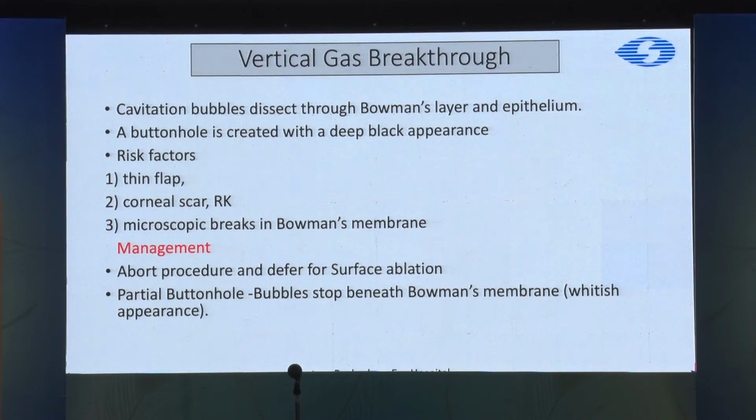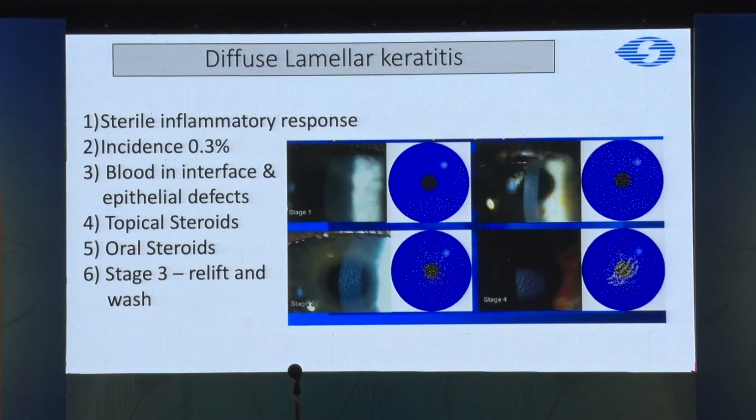A partial buttonhole will be seen when you don't get that dark area. The bubbles stop beneath the Bowman's membrane, and it's a whitish appearance. In literature, it is said that you can continue safely in a partial buttonholing, partial vertical gas breakthrough. However, I don't personally have any experience with this.